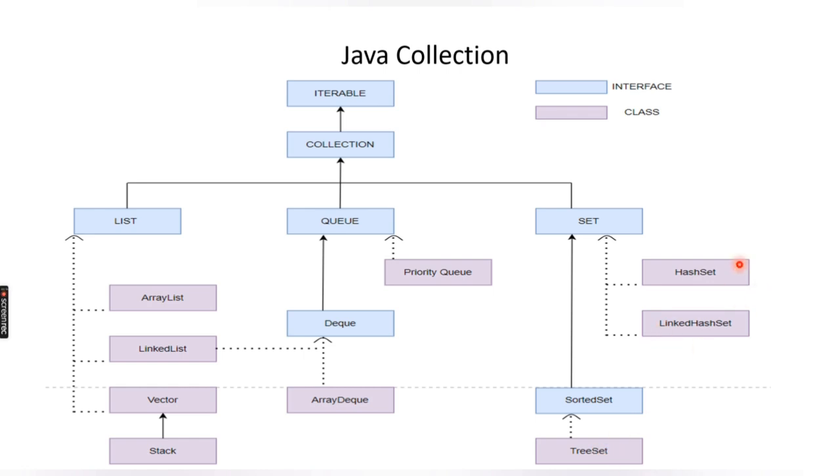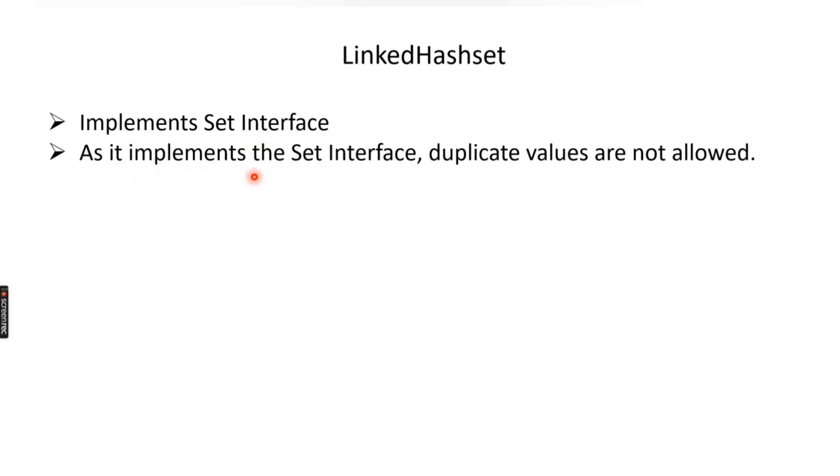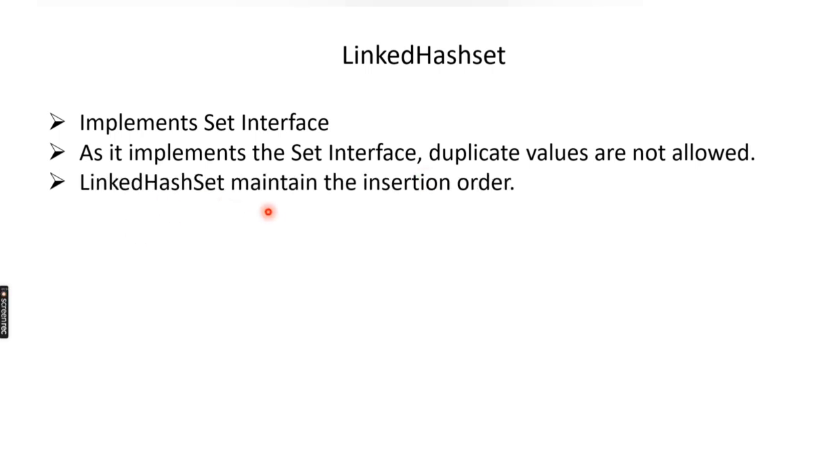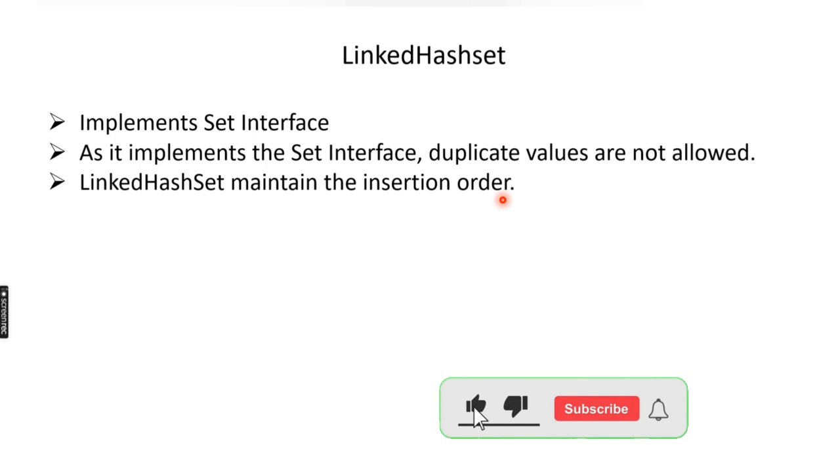There is also TreeSet. We have already covered the basics about the HashSet. In this video we are going to learn about LinkedHashset. LinkedHashset implements the Set interface. And what is the property of the Set interface? That it contains unique elements. As it implements the Set interface, duplicate values are not allowed inside the LinkedHashset, as in the case of HashSet. The difference between HashSet and LinkedHashset is that LinkedHashset maintains the insertion order, while the normal HashSet does not maintain the insertion order.